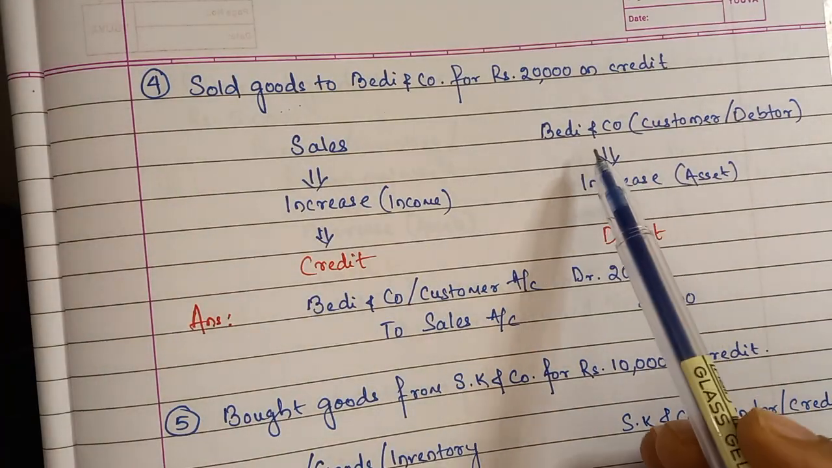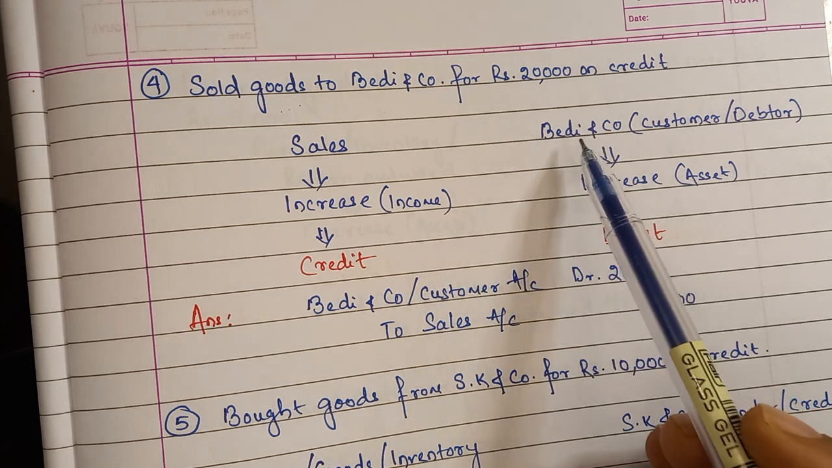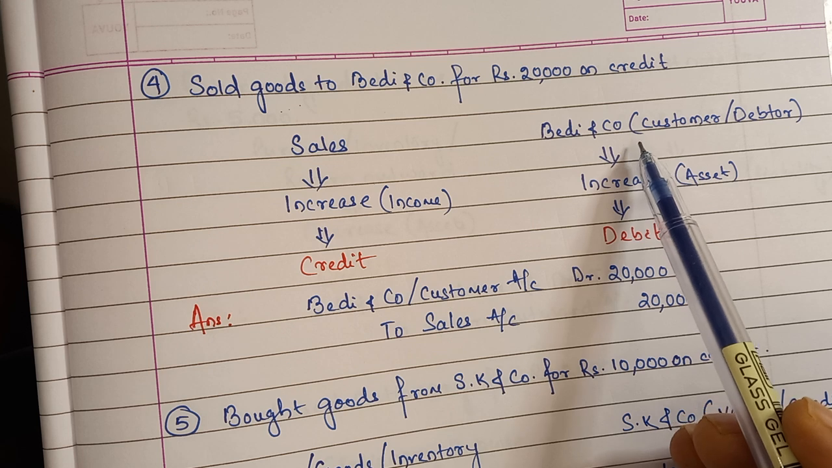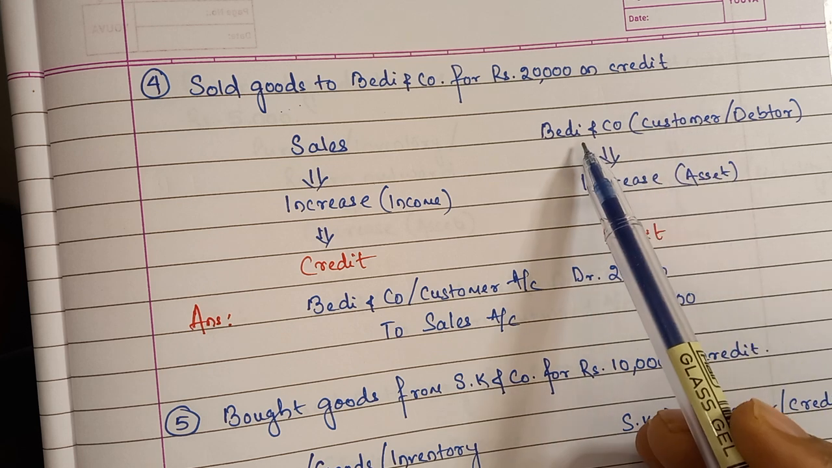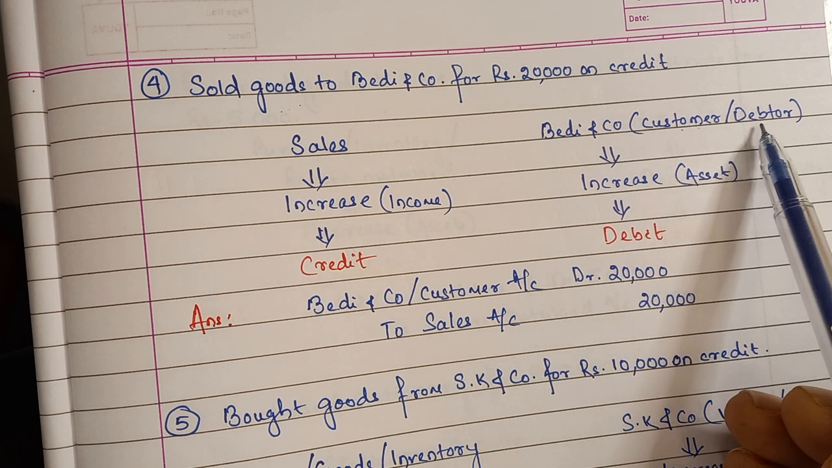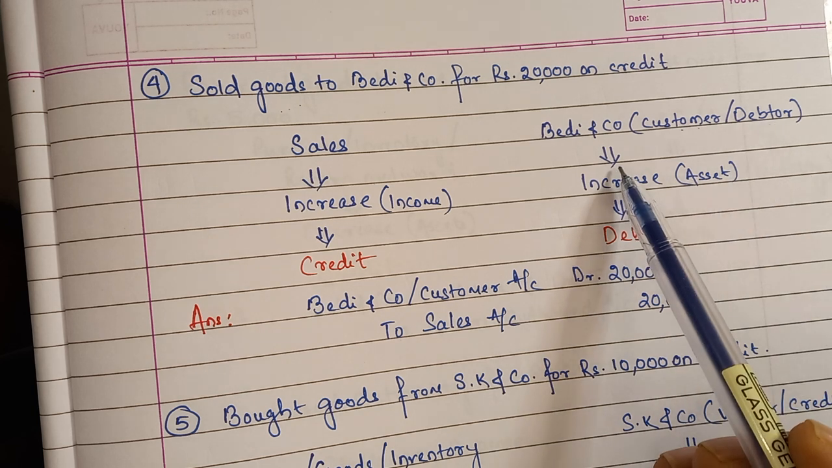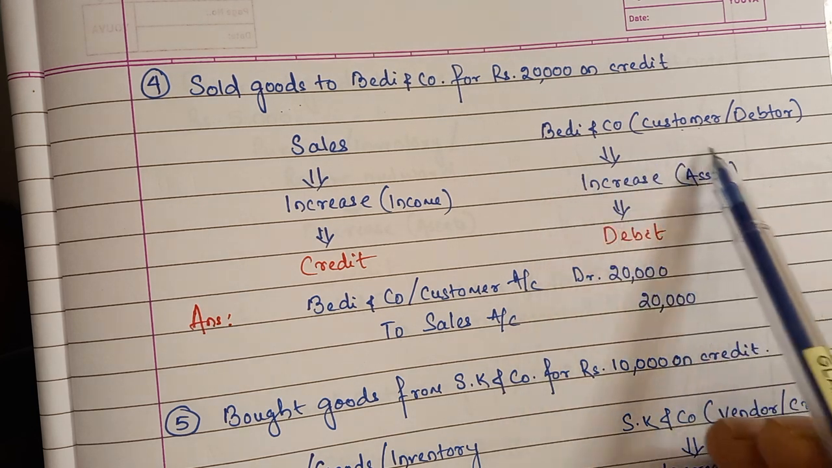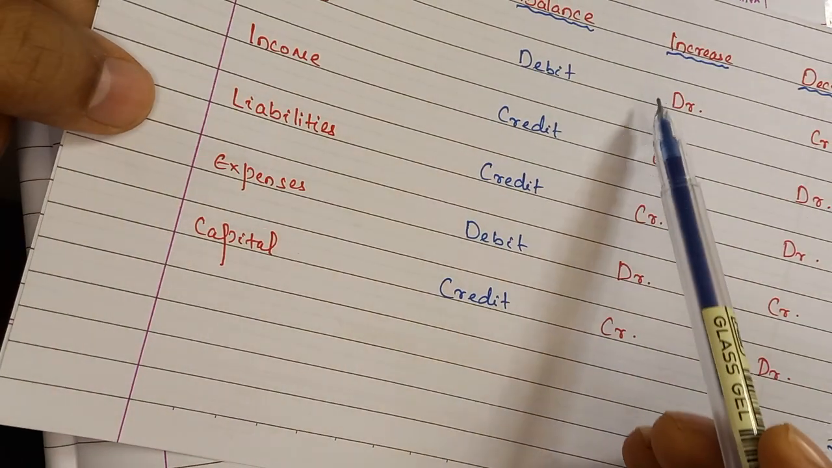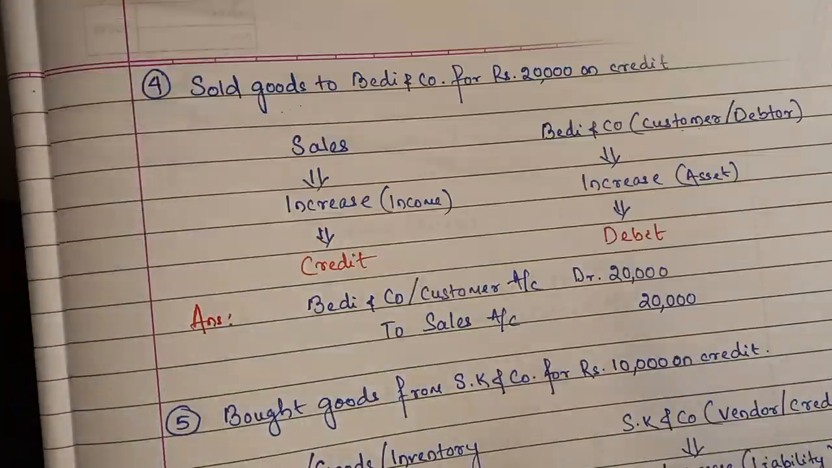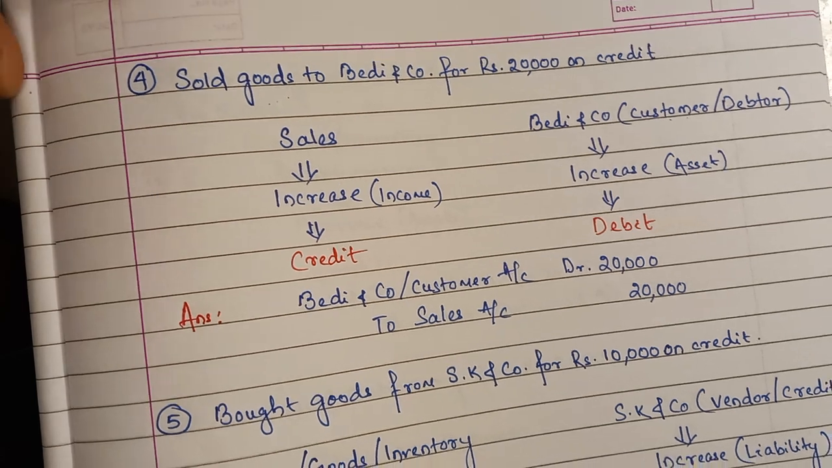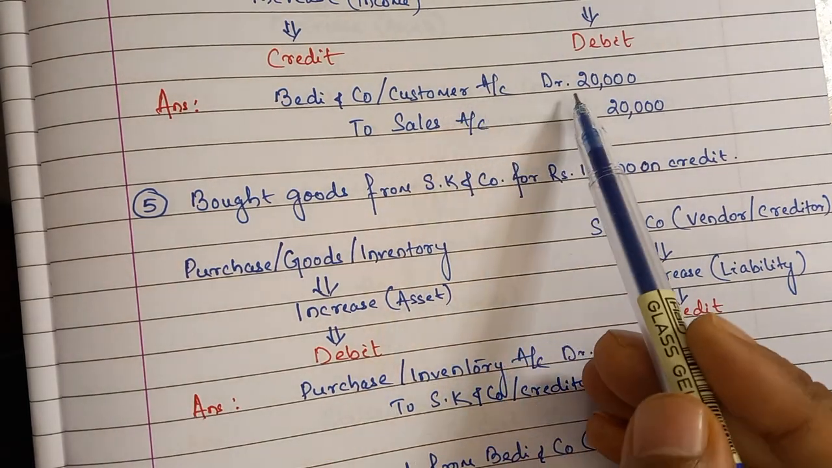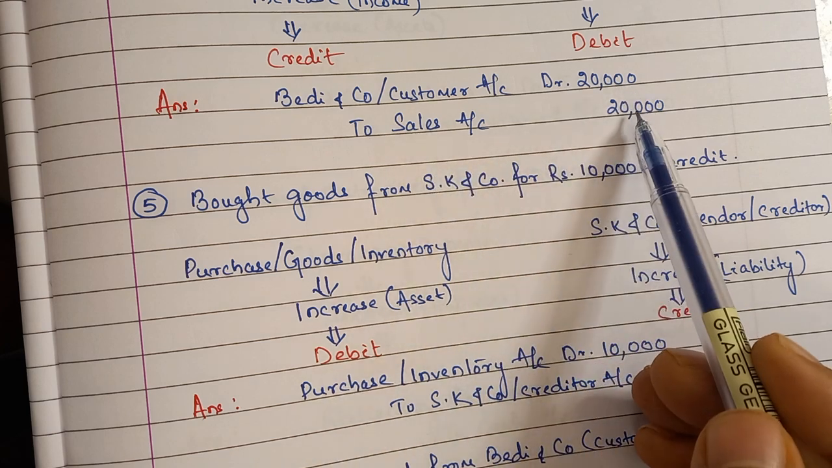At the same time, as you have not received cash, the customer balance increases for the company, correct? It will be converted into cash in the near future. So Bedi and Co, the customer, or you can call him a debtor, increases for the company. Any increase in an asset is always debit. So what is the final entry to be posted now? Bedi and Co, or customer account, debit 20,000 to sales 20,000 rupees.